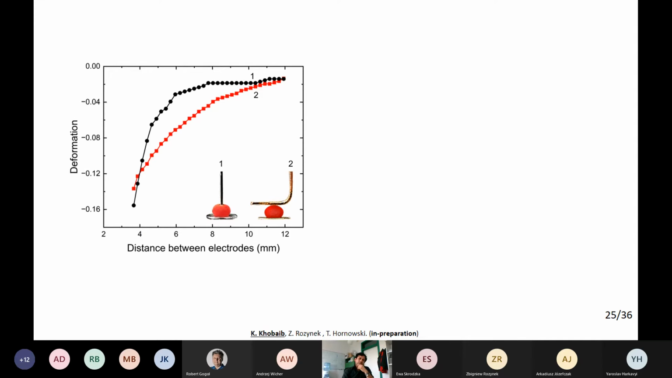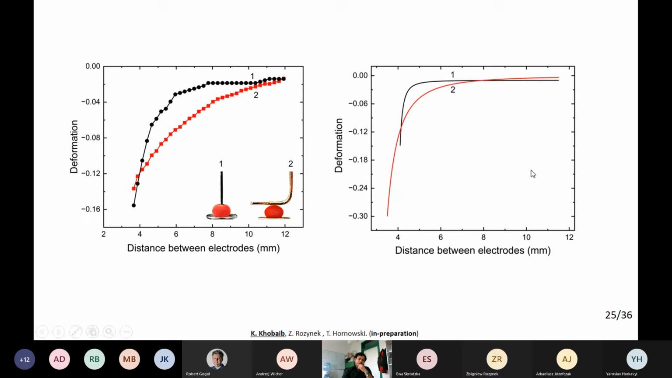To validate our data, we also did some theoretical calculations. We found that they are quite consistent with our results, and our theoretical calculation agreed with our experimental results, so it validated them. Here we also use the circular electrode and flat electrode, and we found this crossing. This qualitatively supports our experimental results.